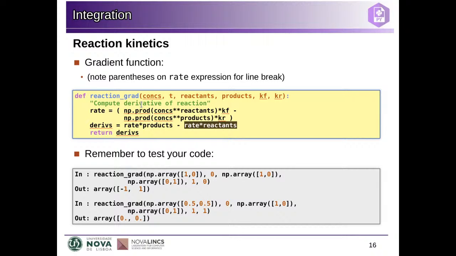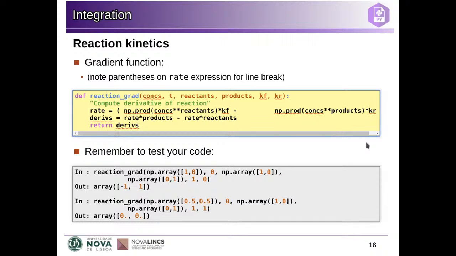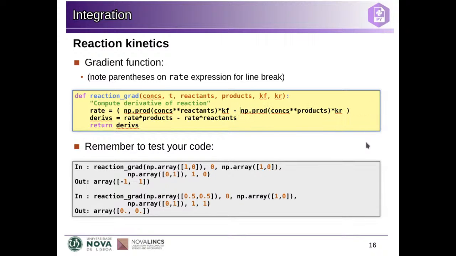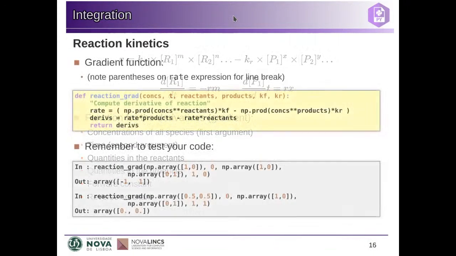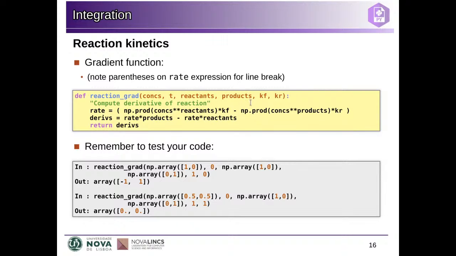So I split the line here in two to make it simpler to understand, but basically this is 2 lines of code just to generalize this expression for any chemical reaction. And this gives us the derivatives at any time. We can test this. You should always test your code. One of the advantages of writing these small functions is that they are easy to test and you can check if they are working. So we can test with some simple examples.